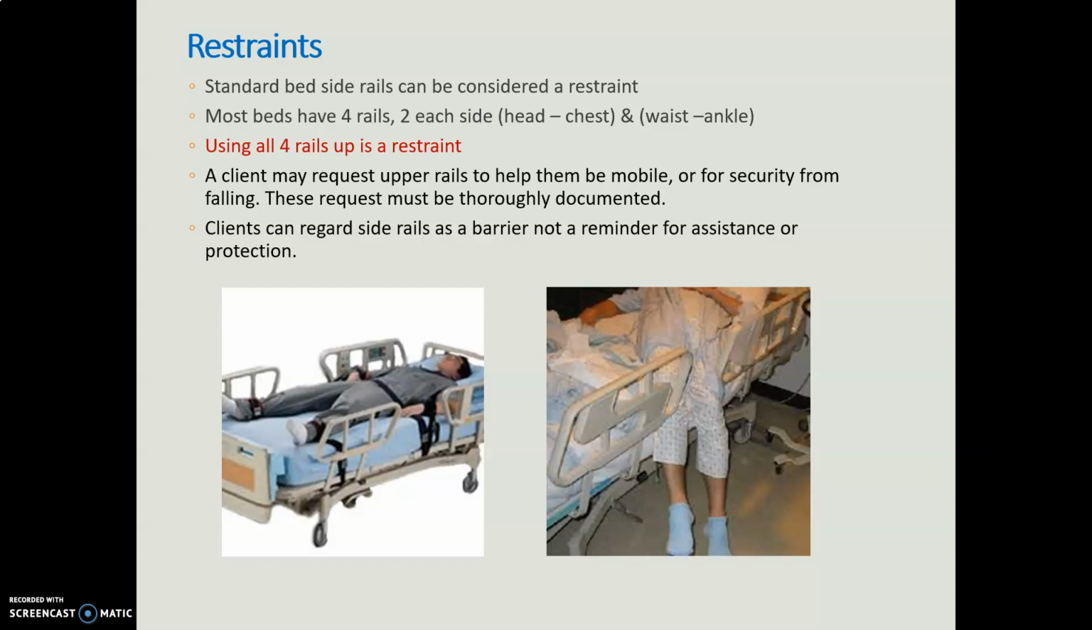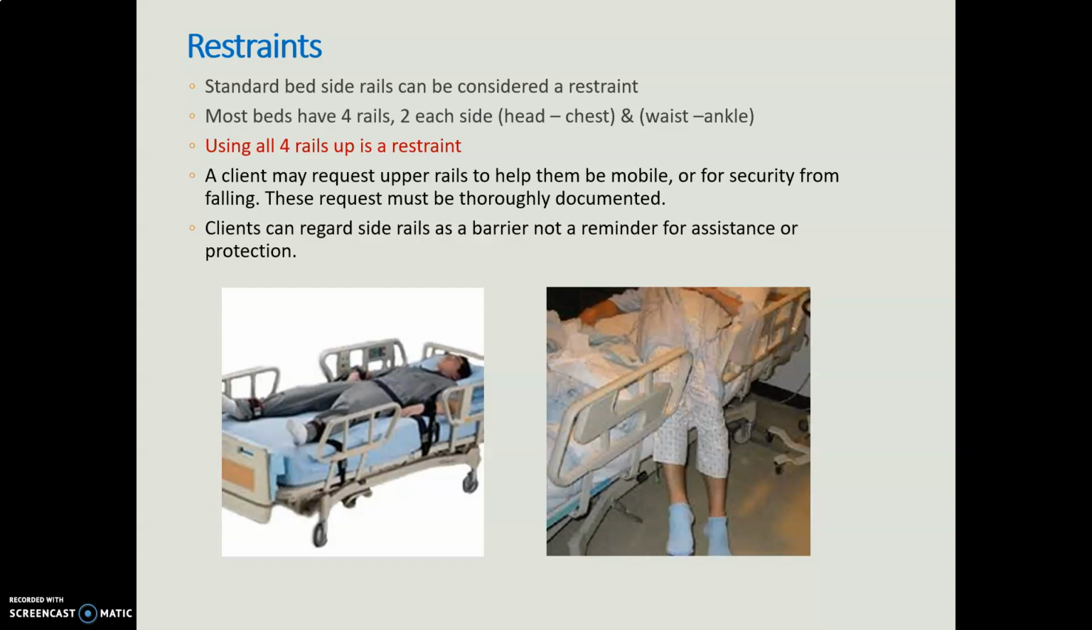So for all 4 bed rails to be up, we have to have an order for that. That has to be renewed every 24 hours. The person has to have a sitter. We have to document just as though they were strapped down to a bed. Okay, so a client may want both the upper rails up to help push themselves up in bed and manipulate. That's fine, as long as all 4 rails are not up.